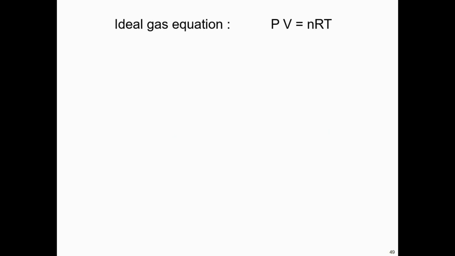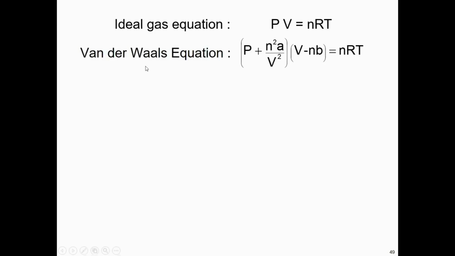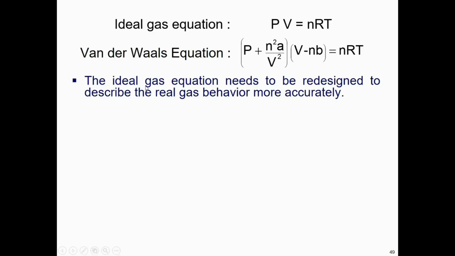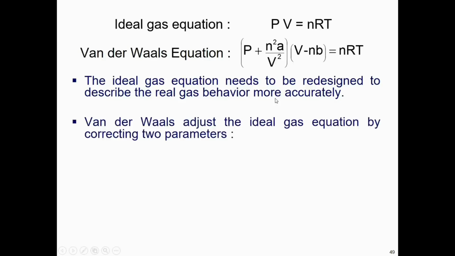So this is the ideal gas equation, PV equals nRT. And this is the van der Waals equation, which is applied for real gas. As we can see here, for the ideal gas equation, the pressure is P, but for the van der Waals equation, where IMF or intermolecular force becomes significant, the pressure is now P plus n squared a over V squared, while the volume in ideal gas is V, but for real gas, the volume is V minus nb. So the ideal gas equation is redesigned to describe the real gas behavior more accurately.